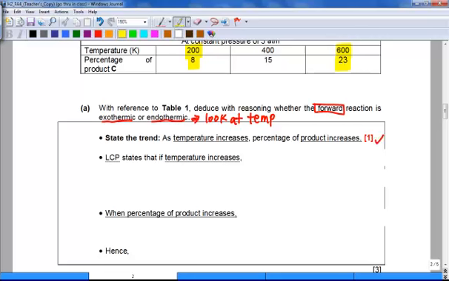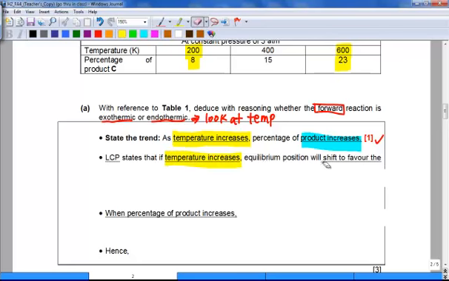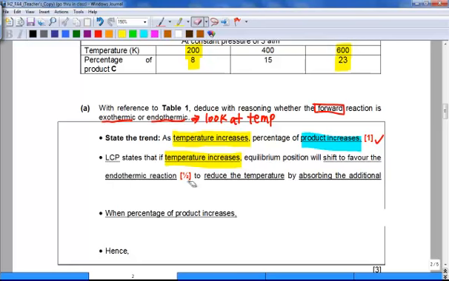Then after that, it can also be very systematic. You explain temperature increase, then you explain product increase. What do we mean? Simply, if temperature increases, we know that the equilibrium position will always favor the endothermic reaction in order to reduce the temperature by absorbing the additional heat. So take note, temperature increase favors endo in order to absorb the additional heat and to reduce the temperature. Okay, I hope everybody is clear.